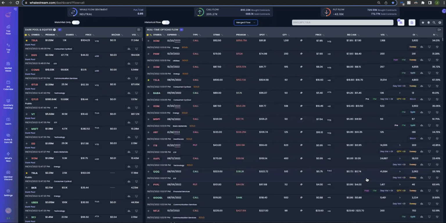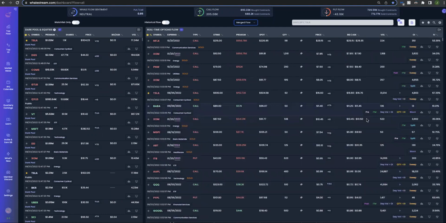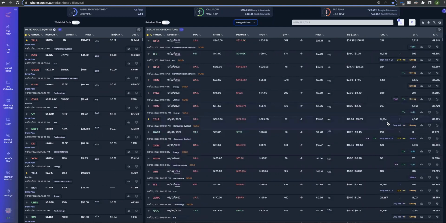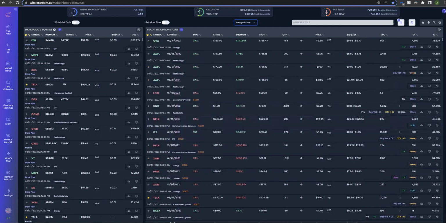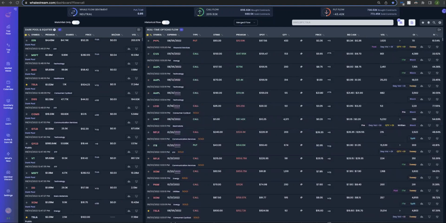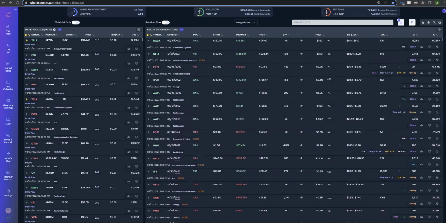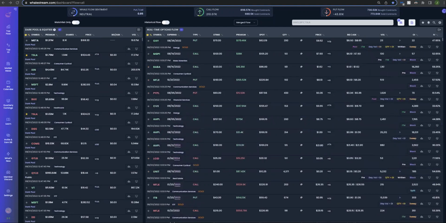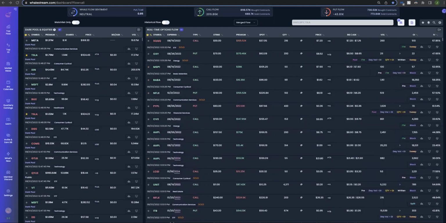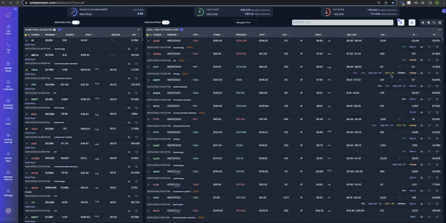The post means post earnings, pre means pre earnings. We let you know if it's in the money. We point out a lot of specific details about the orders to hopefully get it in your brain pretty quickly. So the faster you can dissect and interpret the information, the quicker you can act on it. So we try to put all the important details right in your face.